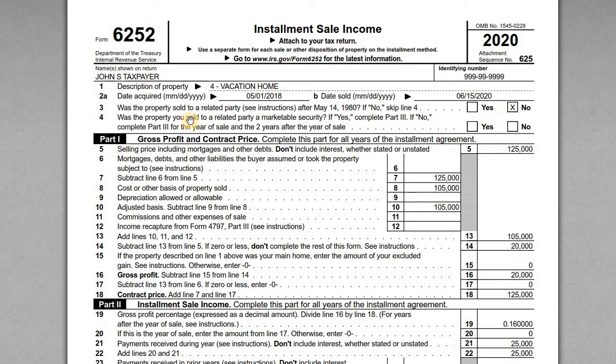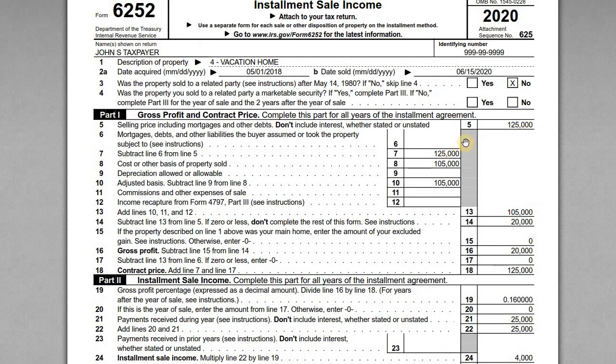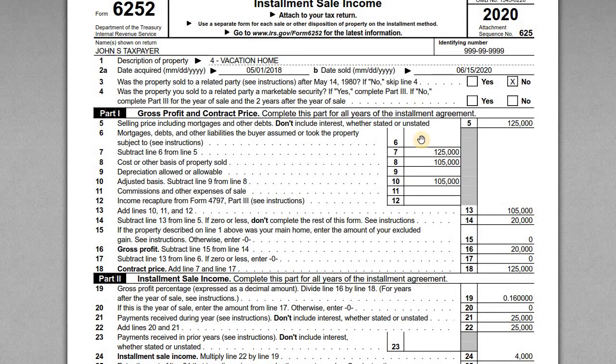Okay, so questions 3 and 4, right? He didn't sell this to a related party. That is important because there are certain related party rules regarding the sale of property or when you perform services, but in this case it's not a related party, so he checks no. And so here let's look at some of the actual numbers on the sale of the property. The selling price of the home was $125,000, and when John purchased the property, his basis was $105,000, right? So that's his cost basis in the property sold. So John bought it for $105,000 in 2018, and then he sold it for $125,000.